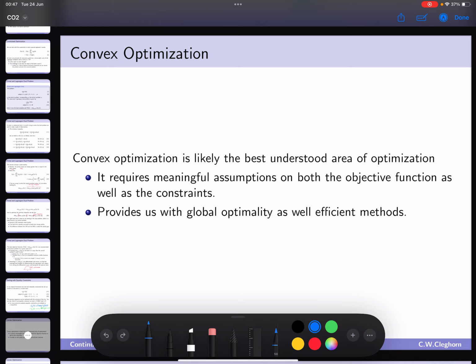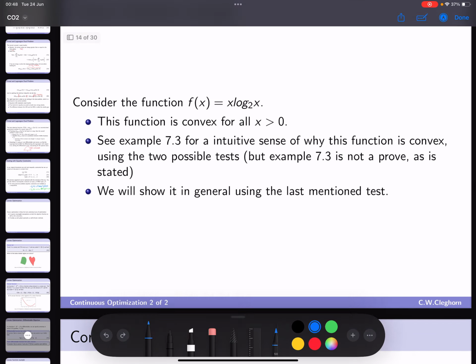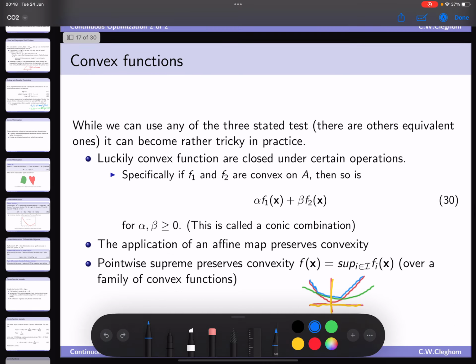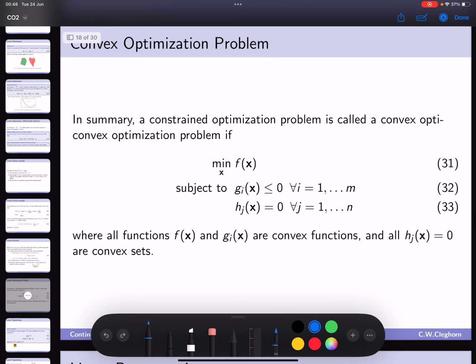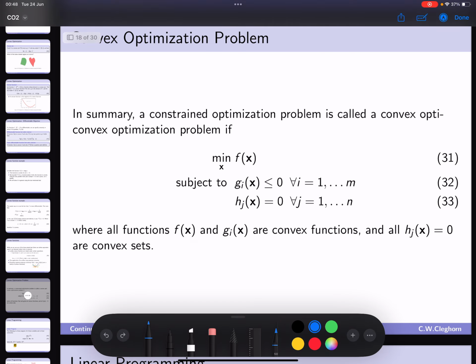Okay, so we're nearly there. We've now caught back up to the middle of these slides where I originally started. So now I'm going to step through that and jump to the last few slides of this lecture. So I'm now picking up on slide 18. I was on slide 11. In summary, from what we've just discussed, a constrained optimization problem is called a convex optimization problem if we have the following equations.